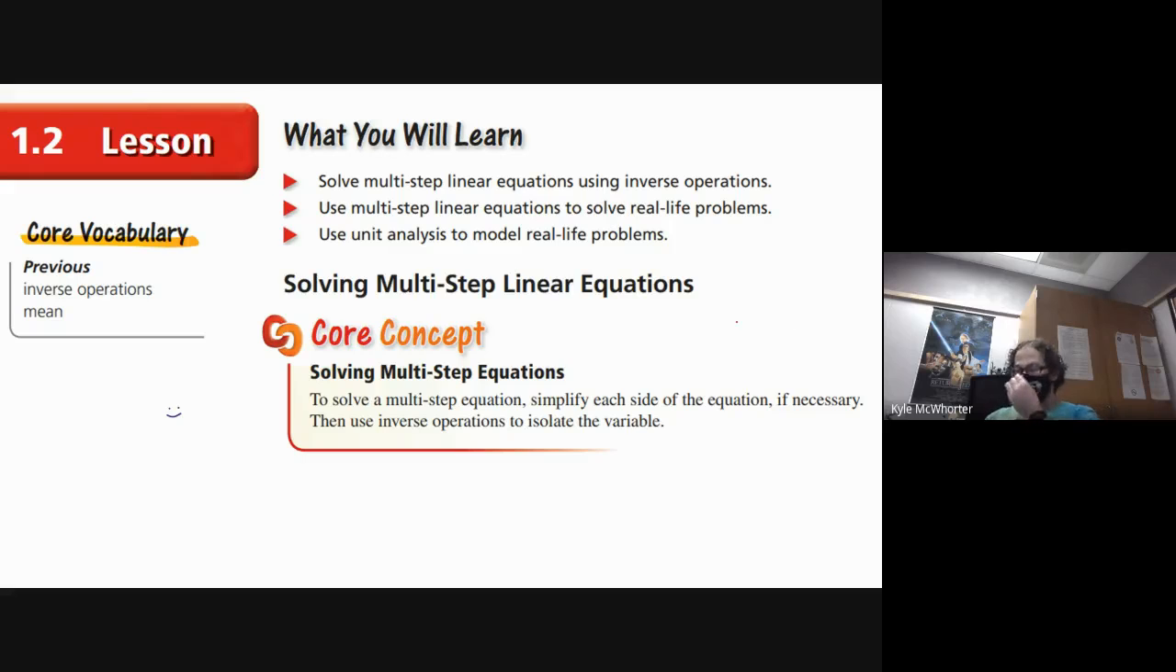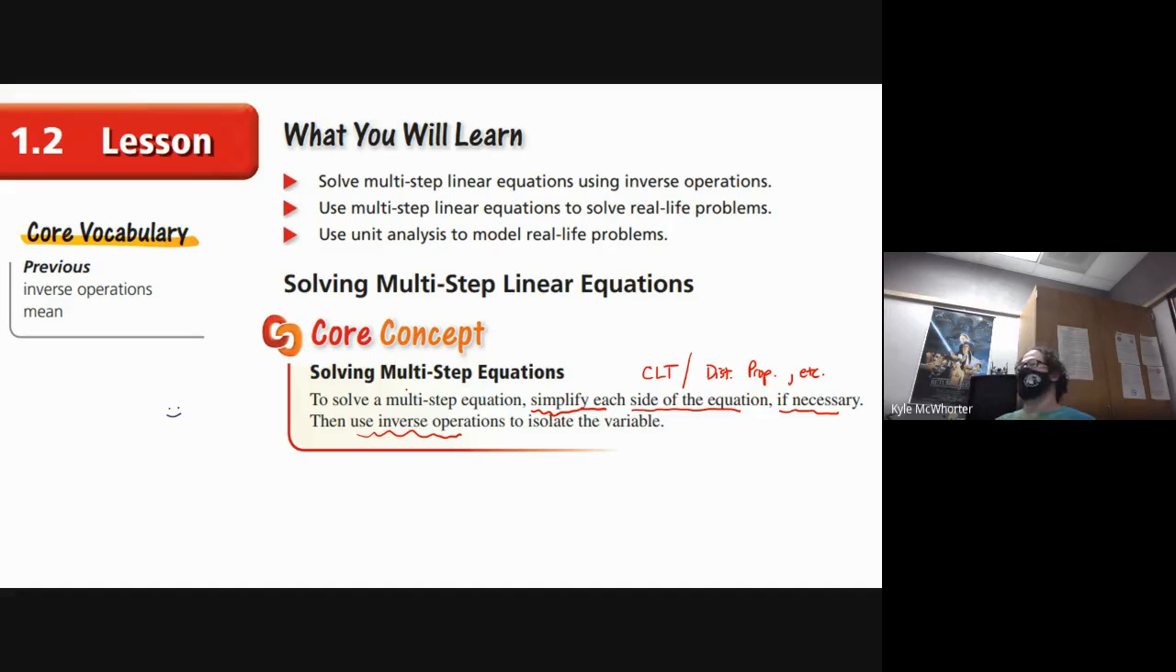And the general rule is that you're going to simplify each side of the equation first, if necessary. Sometimes it won't be necessary, but you'll simplify by combining like terms or using the distributive property. And then after you have simplified each side, if possible, you're going to use inverse operations to isolate the variable.